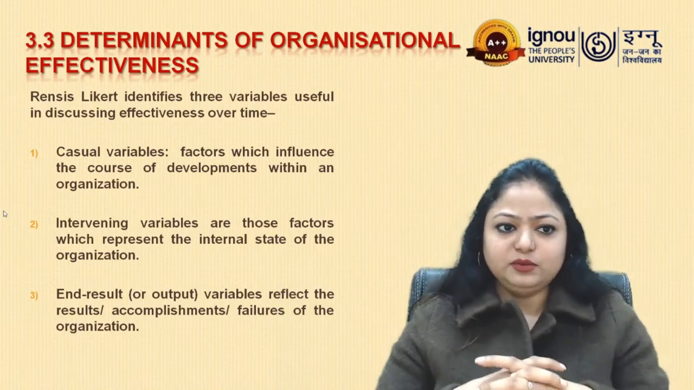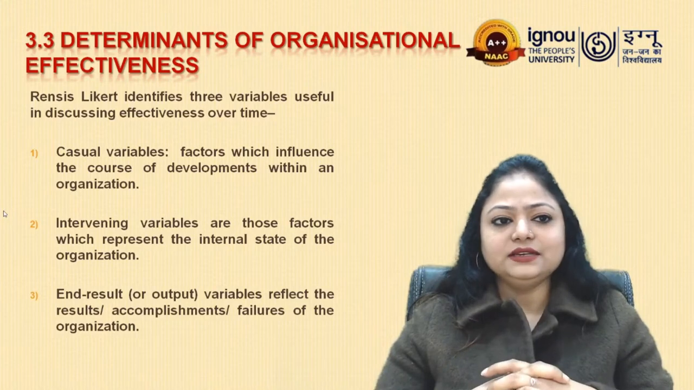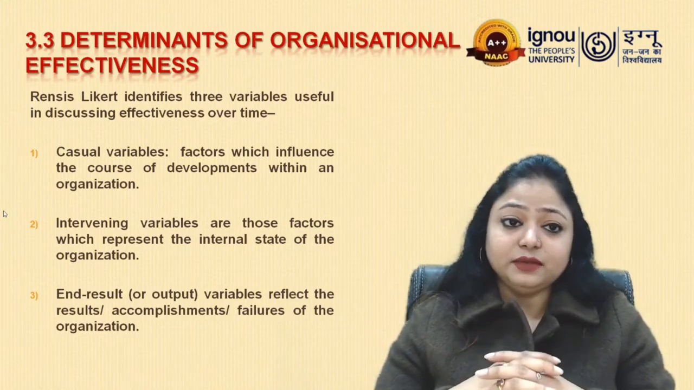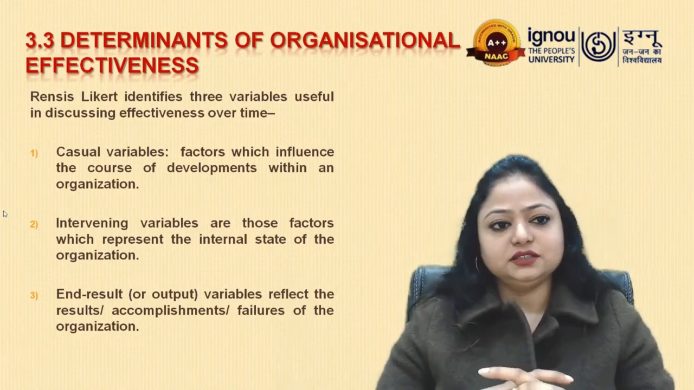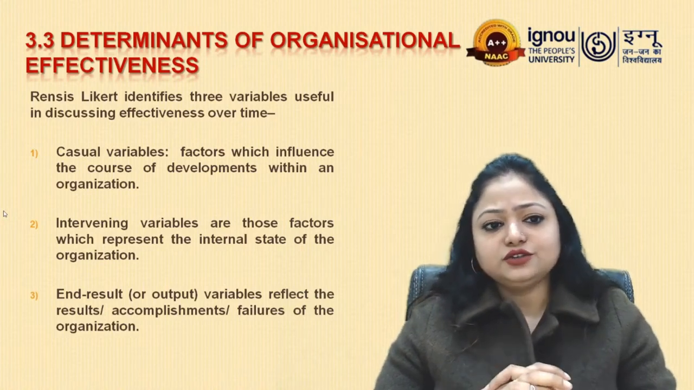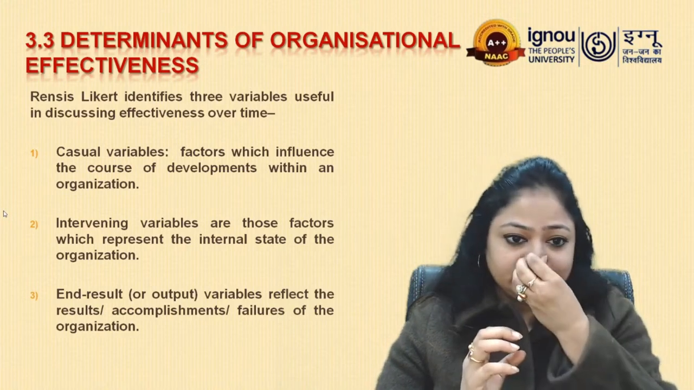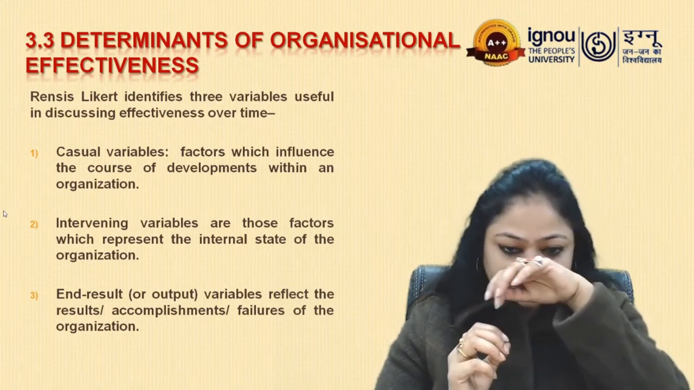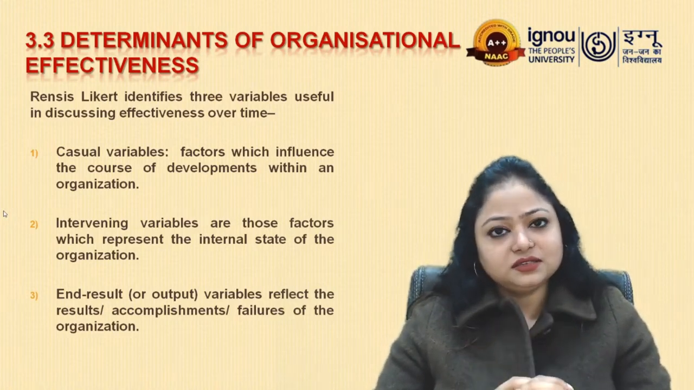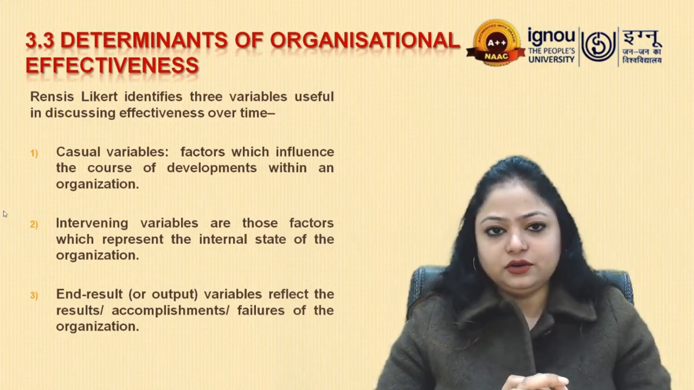So these three variables are the ones on the basis of which we can evaluate, or which are the most determining factors for any organization to succeed in the market and to be called an effective one. So causal variables are factors which influence the course of development within an organization. Intervening variables are those factors which represent the internal state of the organization. Then end results are the variables that show or reflect the results, accomplishment, or failure of the organization.